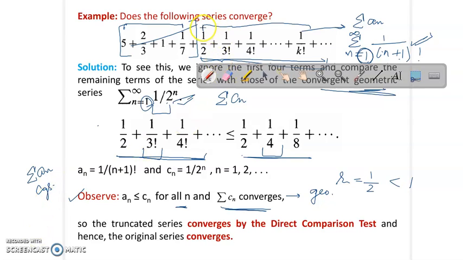Now summation an is a truncated series, right? So the truncated series converges by the direct comparison test, and hence the original series also converges, because adding 4 terms to a convergent series won't change the behavior of that series, right? So we conclude that the series under consideration is convergent.